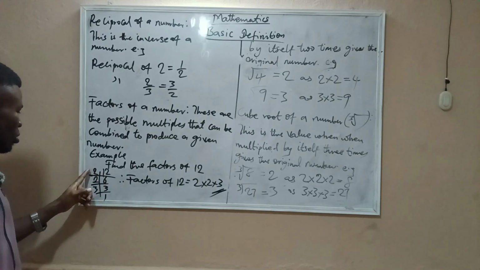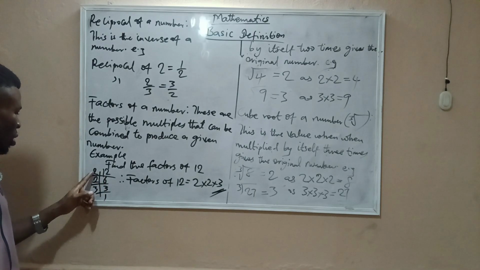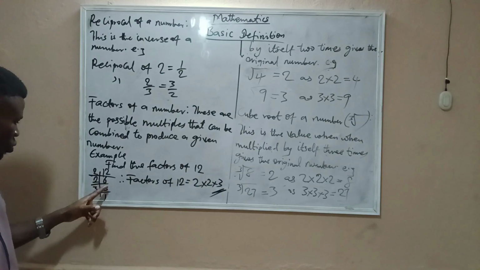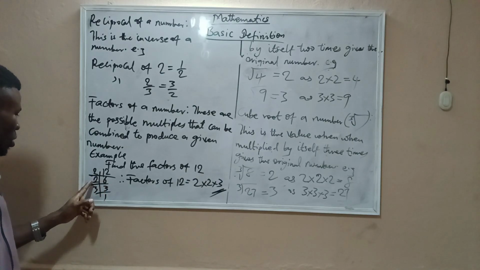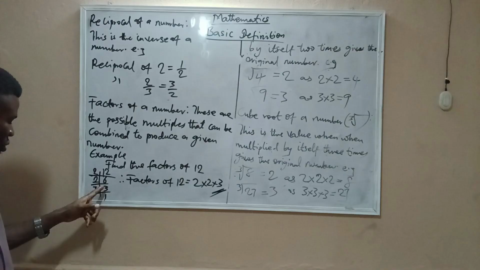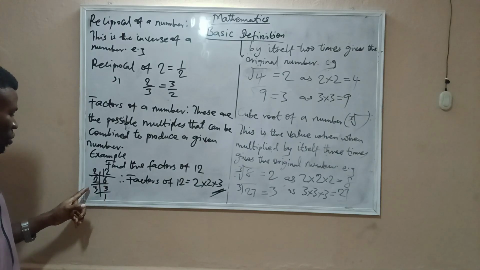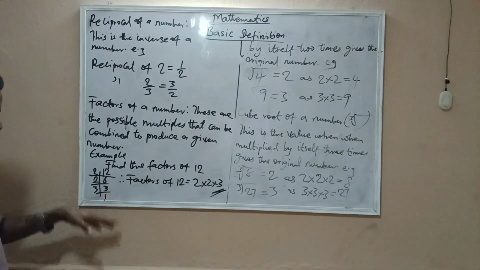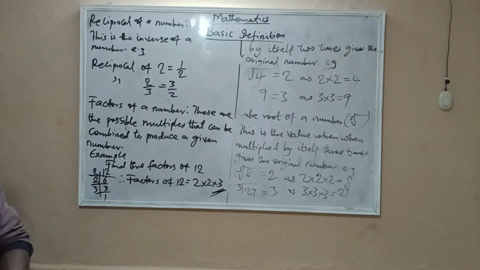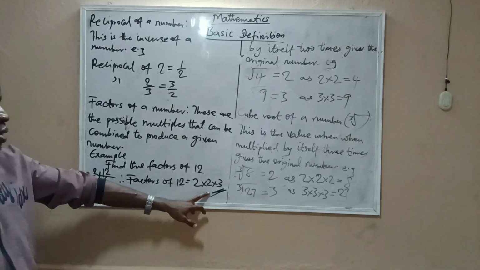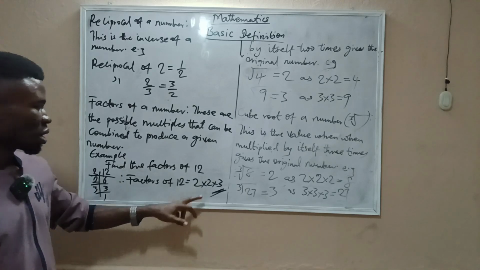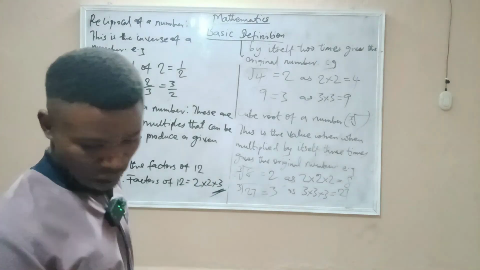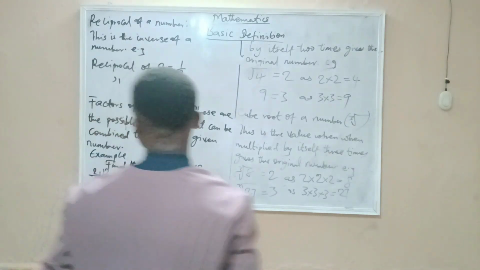You don't use 1. So the smallest number that can divide 12 is 2. Once you are done with 2, what I mean by done with 2 is when 2 can no longer go into the number that follows, then you now use 3. So you jump to 3. If 3 cannot go, you try 4, and from there, you go on. So from here we get that the factors of 12 are 2 times 2 times 3.